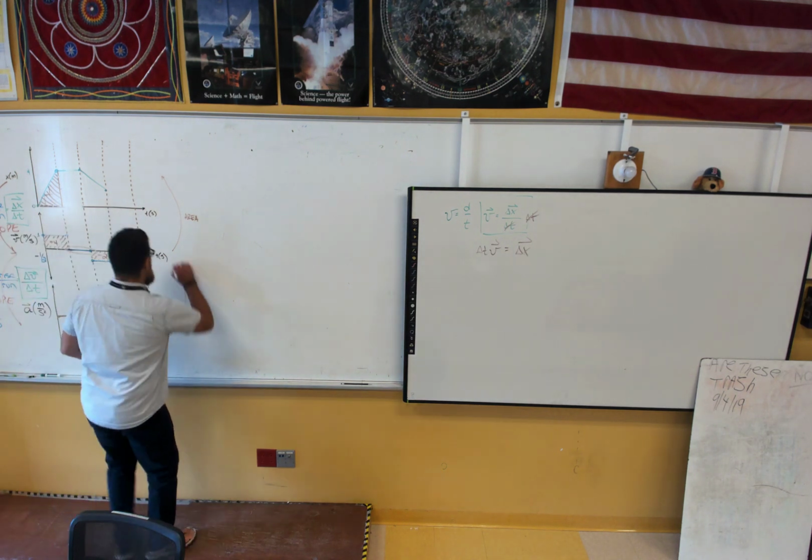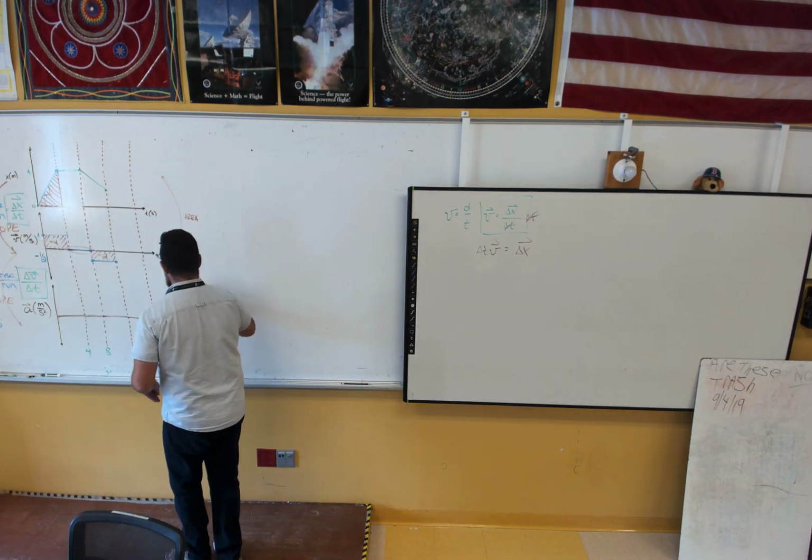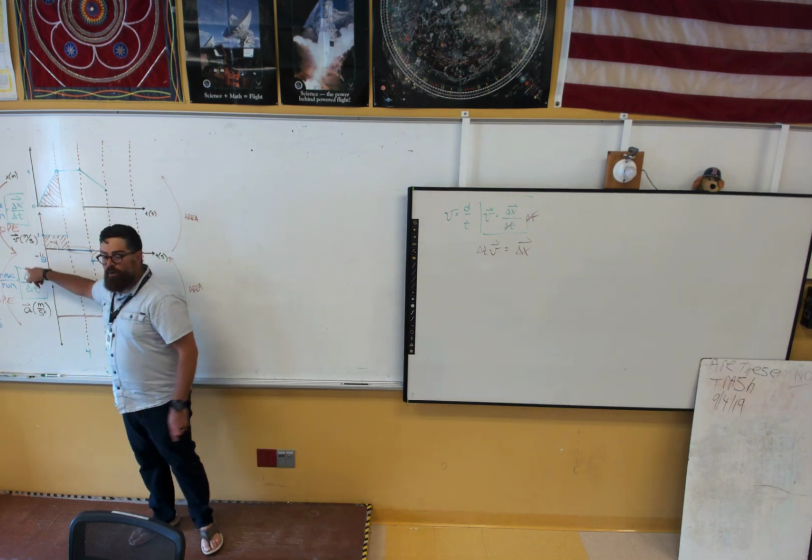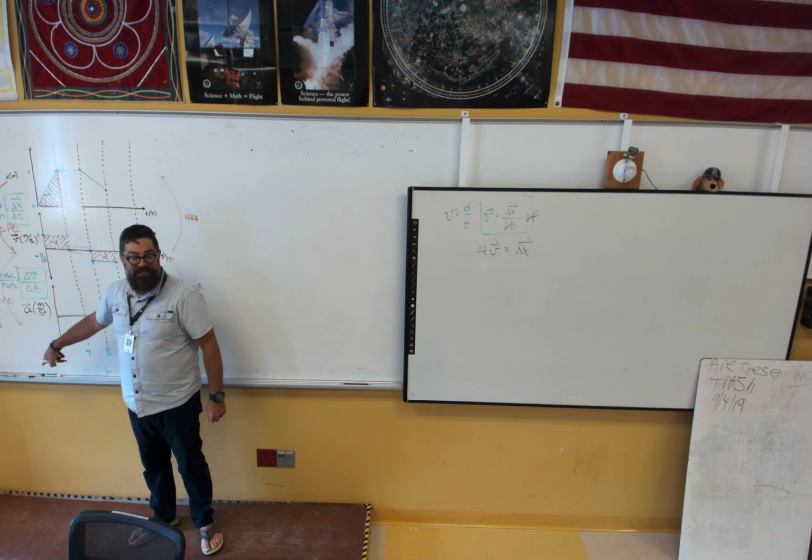So whenever you're going upwards on these graphs, you're finding areas. And when you're going downwards on the graphs, you're finding slopes.